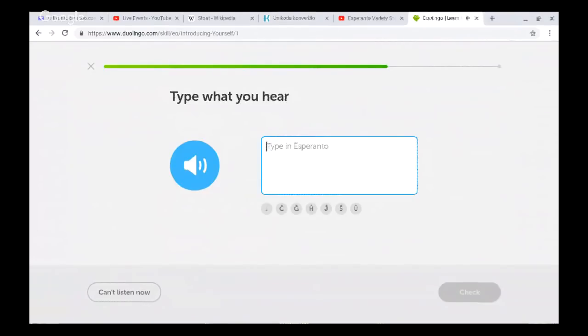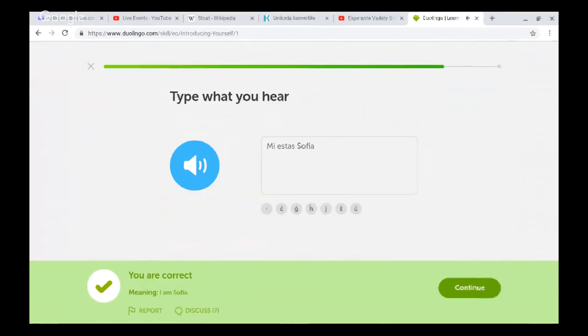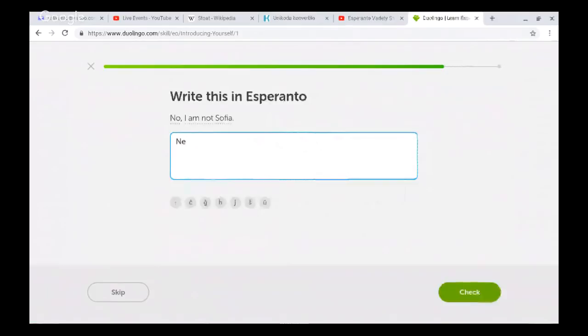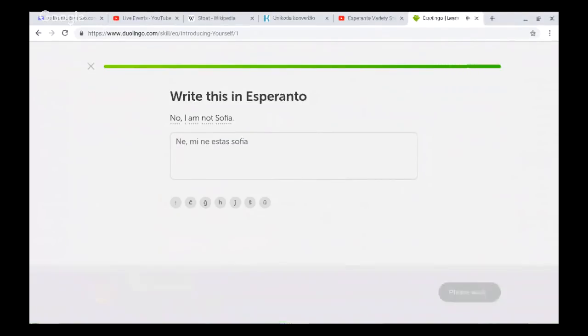All right, so those of you who are not Esperanto teachers or have been at this for years, can you hear that sentence? Is that something you could type if you had to? Mi estas Sofia. It's kind of funny to hear him say that because he's got a man's voice. Mi estas Sofia. Yep, I am Sofia. Ne. Mi ne estas Sofia. All right. That's basically how that works.